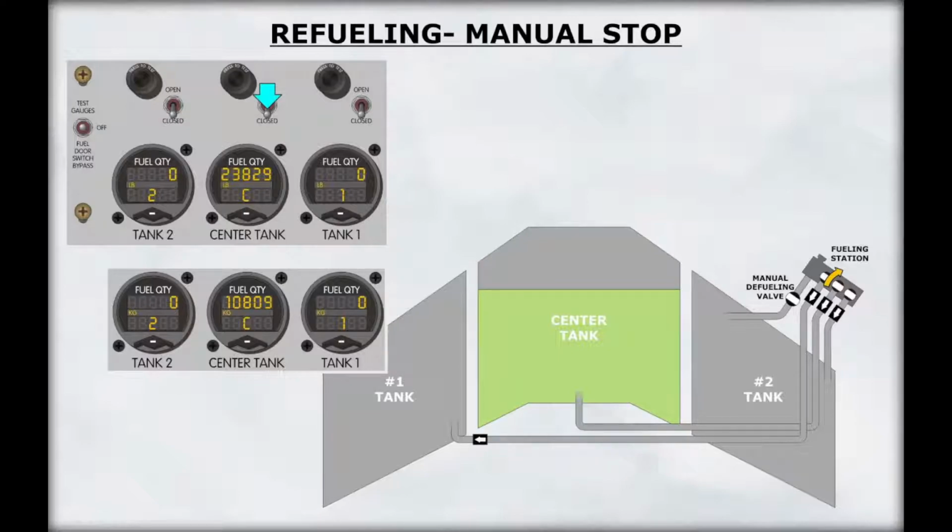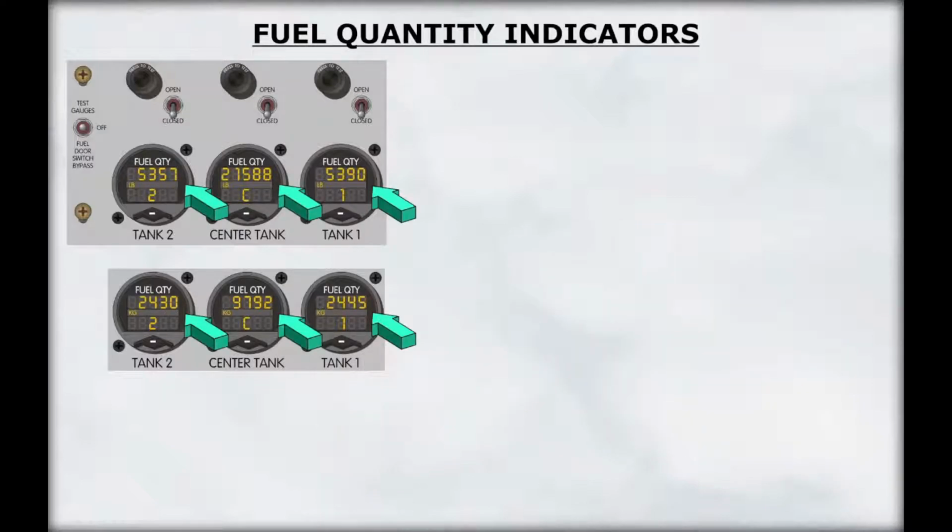When a tank is filled to less than full, the refueler must terminate the fueling when the tank fuel quantity reaches the desired level. Fuel quantity indicators display the total amount of usable fuel in the respective tank.